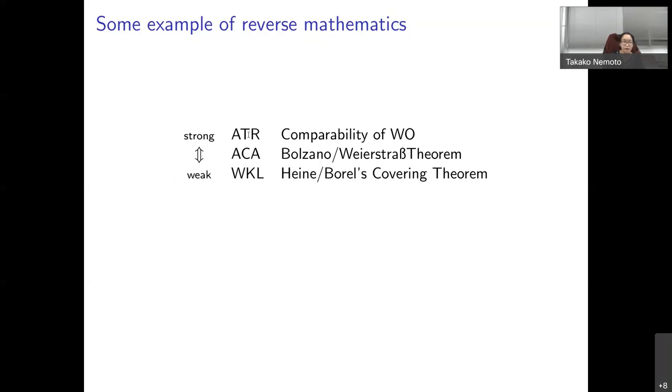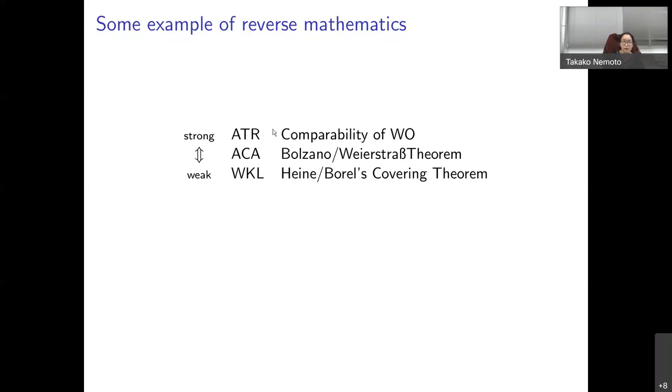So above ATR, the equivalent mathematical statements tend to be found in descriptive set theory or set theory. And weaker systems are usually characterized by basic axioms from analysis and sometimes algebra.